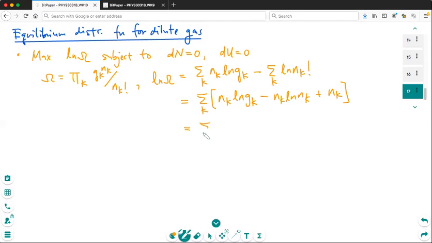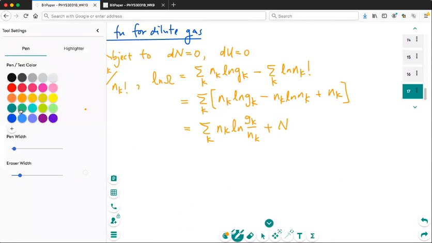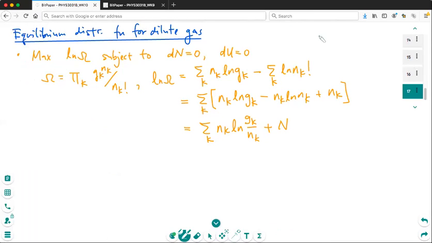And I would like to group these two terms together. So I will have log of gk divided by nk. I group these two terms together, and then I have another term which is sum over k of nk. And this is just the total number of particles. This comes from here. Just in case, let me write a bit more.